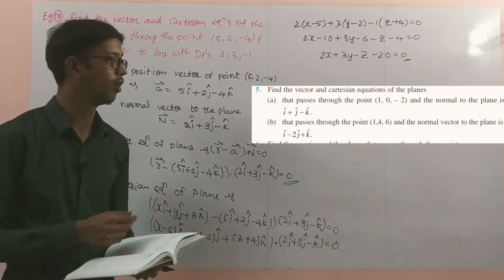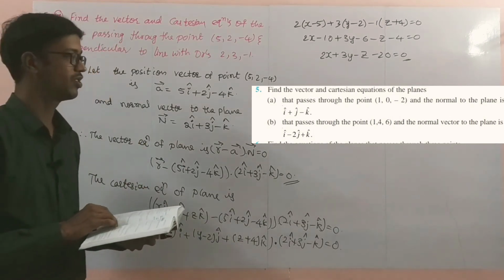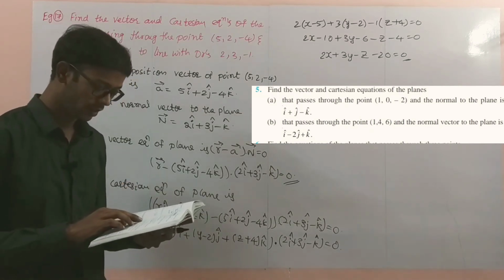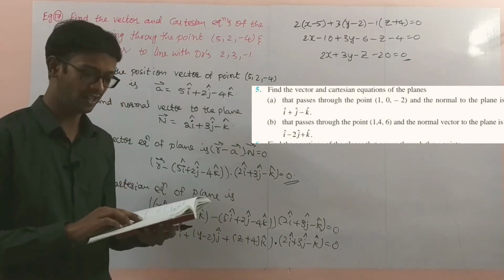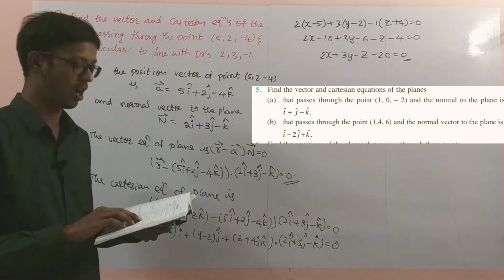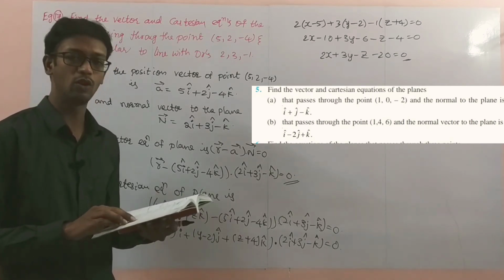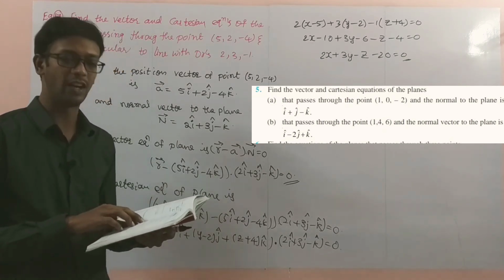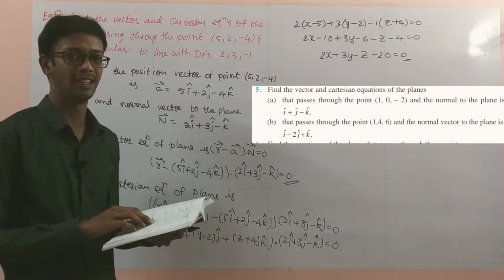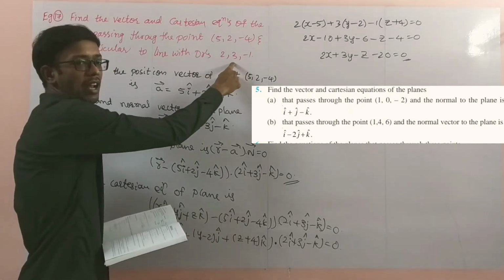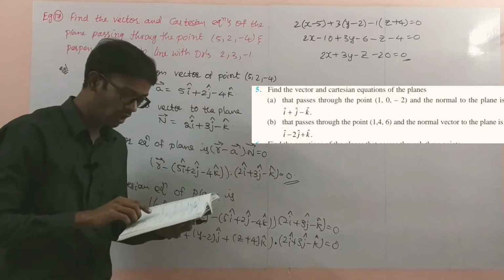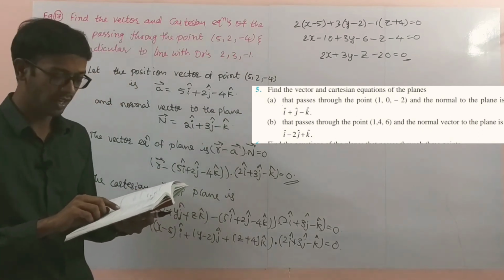Problem number 5. Find the vector and Cartesian equation of the planes. First one, plane passing through the point 1 comma 0 comma minus 2 and normal to the plane. Normal to the plane means perpendicular to the plane. Direction ratios they have given: n bar equal to i cap plus j cap minus k cap.